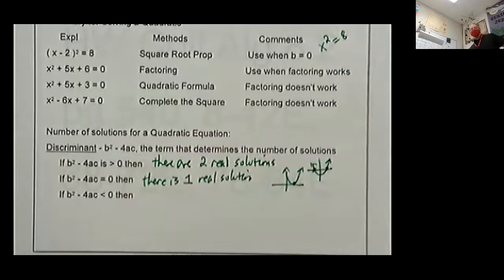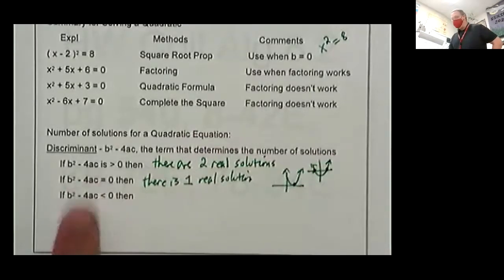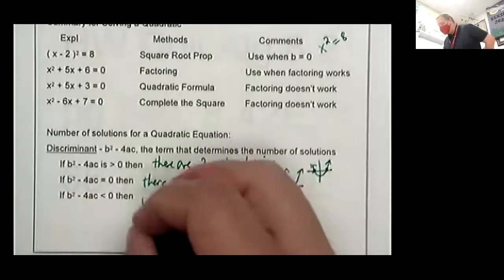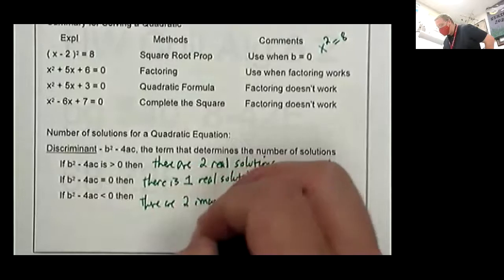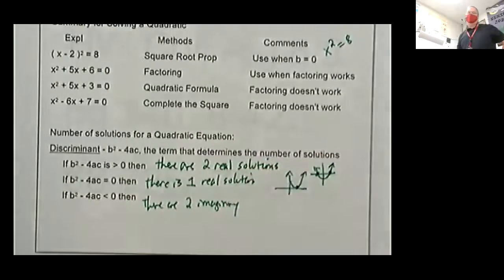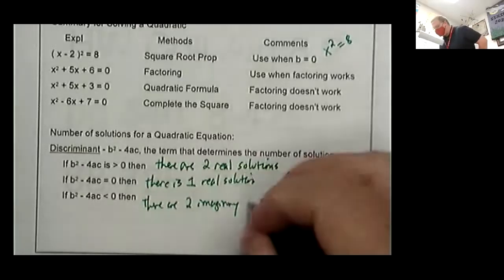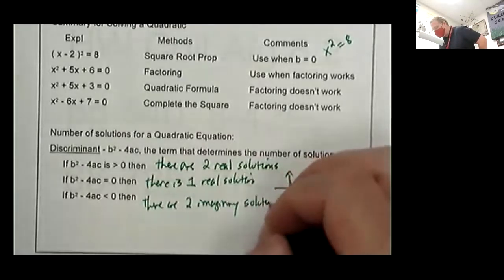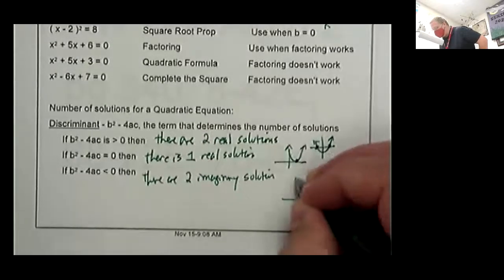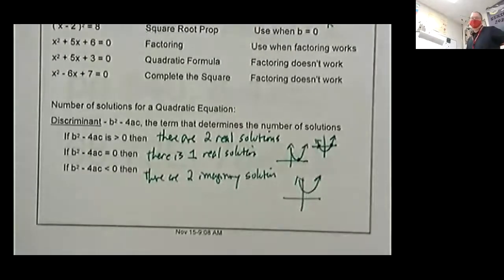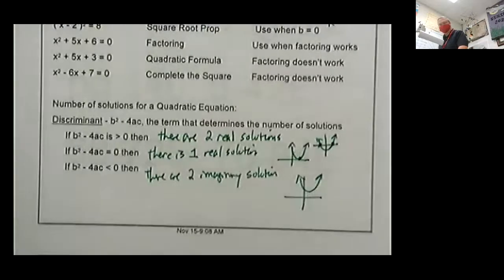And then what happens if the discriminant is negative? Well, then we're going to square root a negative. We can't square root a negative. So there are 2 imaginary. Well, we can square root a negative, but it's not a real solution. It turns into an imaginary solution. So there are 2 imaginary solutions. What happens in that case? Well, in that case, the parabola didn't cross the x-axis. And that's where imaginary solutions occur.